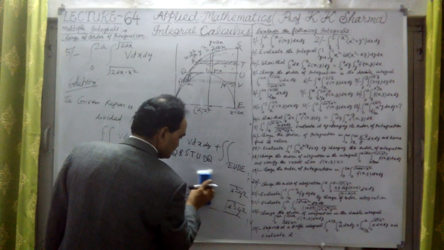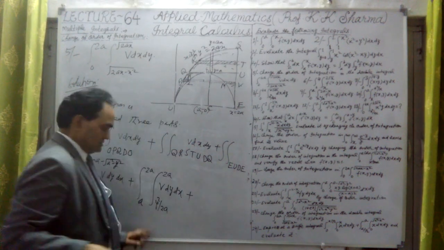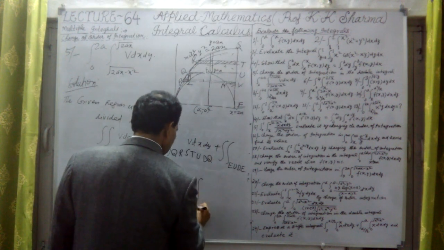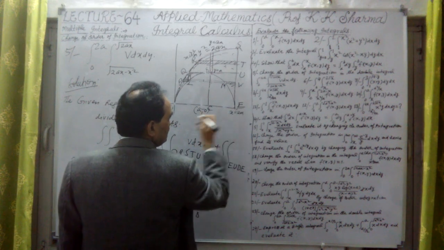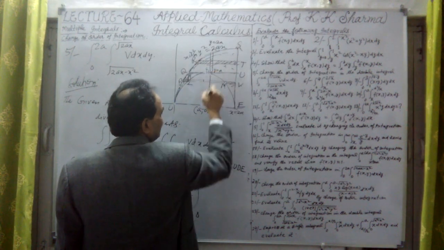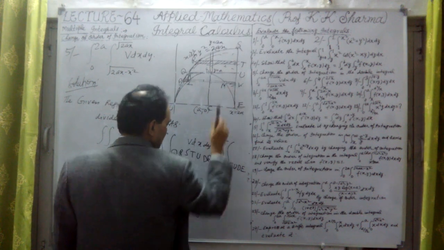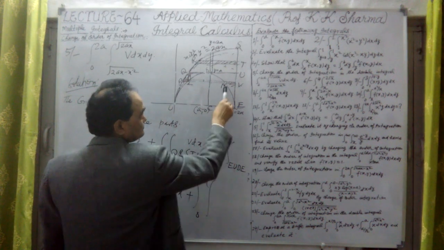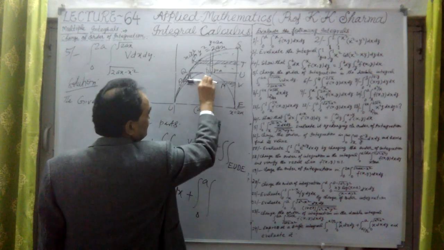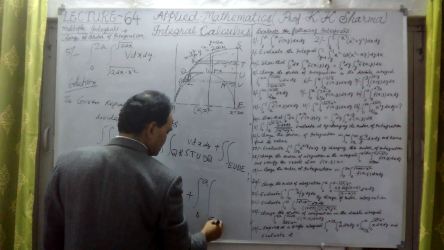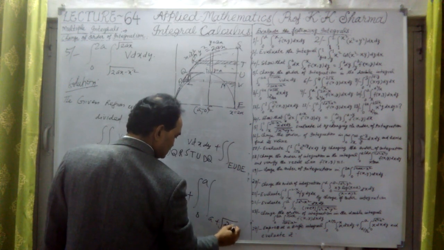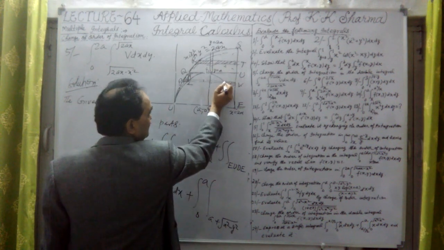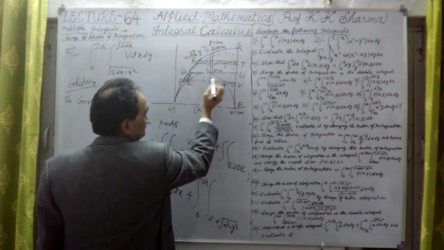Now, the next one. What are the other things? For y, in this case, y equal to 0 to a. Here y equal to 0, and here it is a. This is the upper limit. At this point, y equal to 0 to a. But in this case, what is the x coordinate at this point? This is more than a. This is a plus under root a square minus y square. Try to understand, this is the x coordinate at this point.